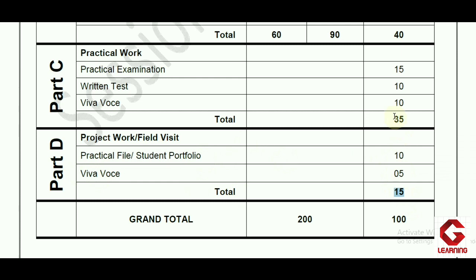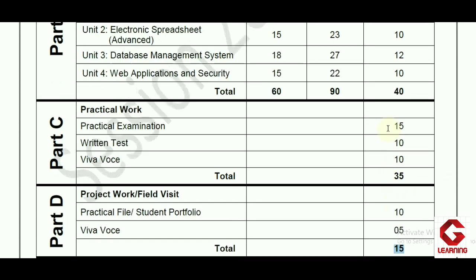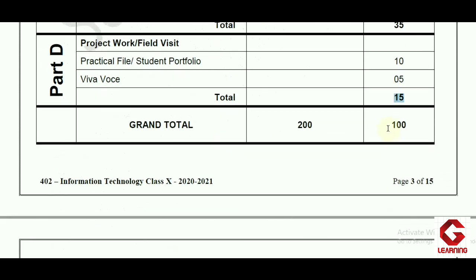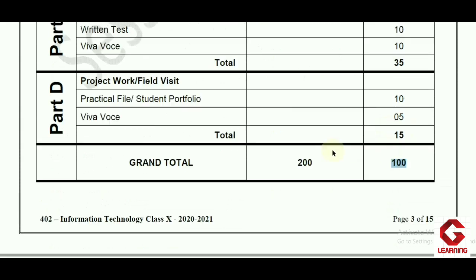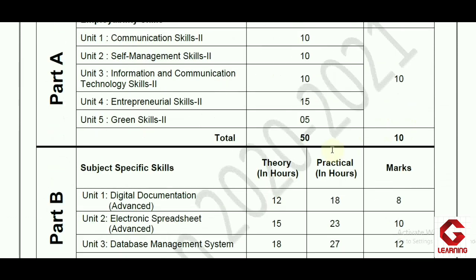So here part C is 35 and part D is 15. So the practical overall is of 50 marks, and with 50 marks for theory, the total subject is of 100 marks. So this is all about the details of the syllabus.